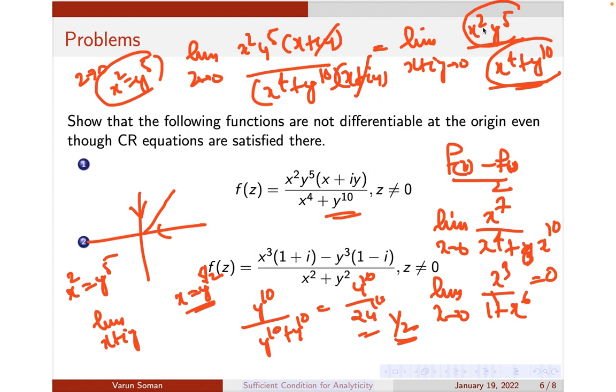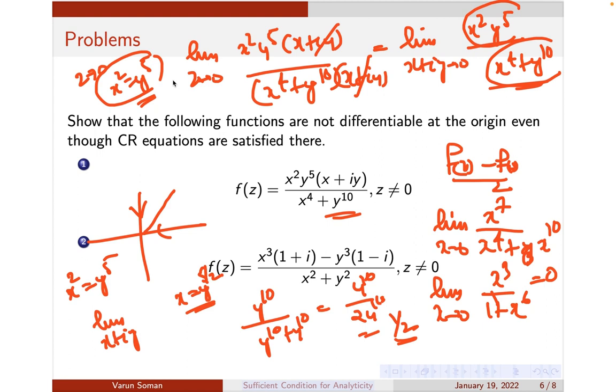So if you do like that, what will happen? Your numerator will become y raised to 5, y raised to 10, so it will simply become 1 by 2. Okay, so now we have got that. When I go through the x-axis, I am getting limit as 0, but through this path, I am getting the value y is equal to 1 by 2. So it is differing, so the derivative will not exist. That means Cauchy-Riemann equations are satisfied, but the derivative will not exist.